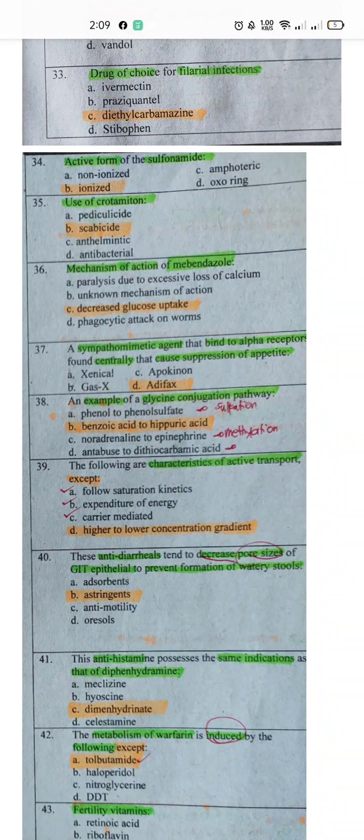Okay, number 42. The metabolism of warfarin is induced by the following except tolbutamide.